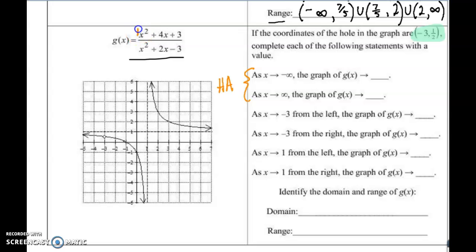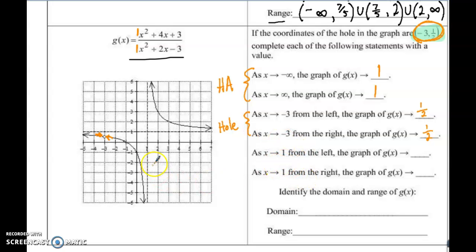exponents are the same, so divide your leading coefficients. 1 divided by 1 is 1. And for our purposes in pre-calculus, these numbers will be the same. As x approaches -3 from the left, we'll figure out where -3 is, or look in your directions where it says -3 is the hole. It's going to approach the same value on both sides. So that's your indication that that's the hole.